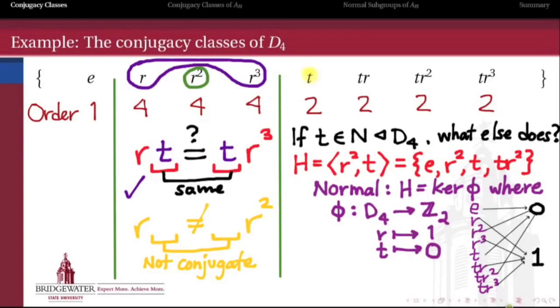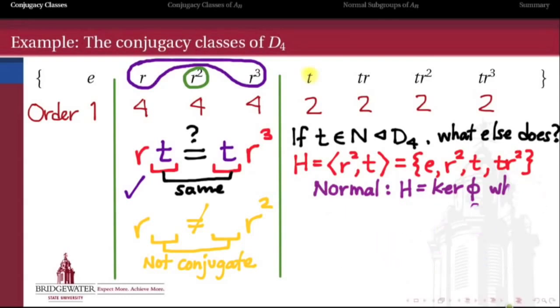The other, maybe quicker reason is: what is the index of H in D4? It's 2. And we know every index 2 subgroup is normal. So this is definitely a normal subgroup. Now we know already that e and r squared belong to conjugacy classes by themselves, but what about t and t r squared? Do they belong to the same conjugacy class, or do they each belong to their own conjugacy class?